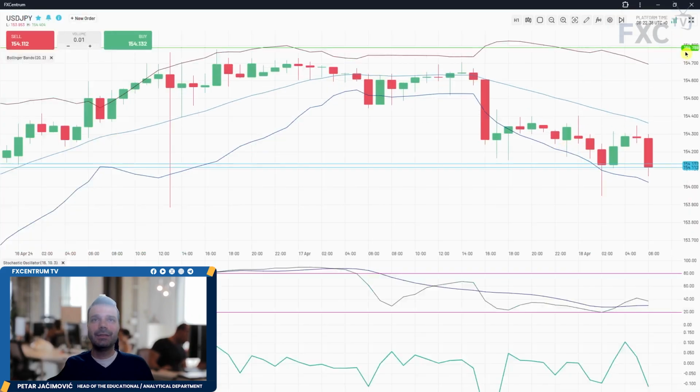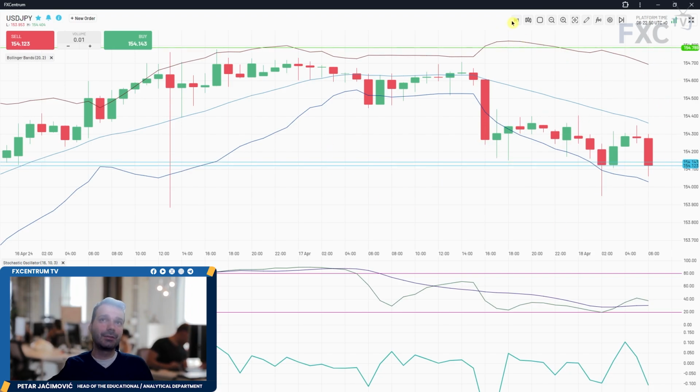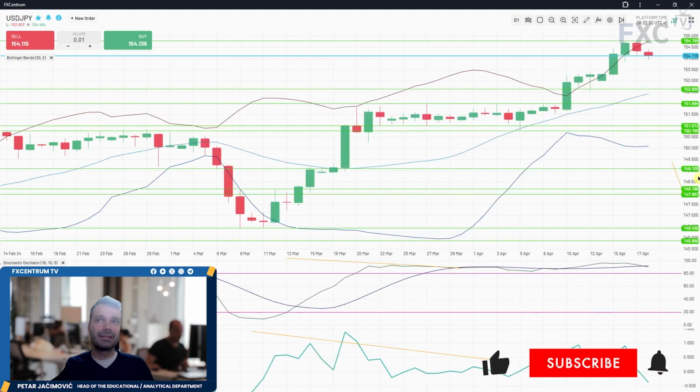Let's think about the USD Japanese yen. So market didn't have the power to break 154.80, actually broke to the downside and closed on the hourly below the lower Bollinger Band, and we can see market is expanding in volatility. So this is another good confirmation for further upside movement so far.